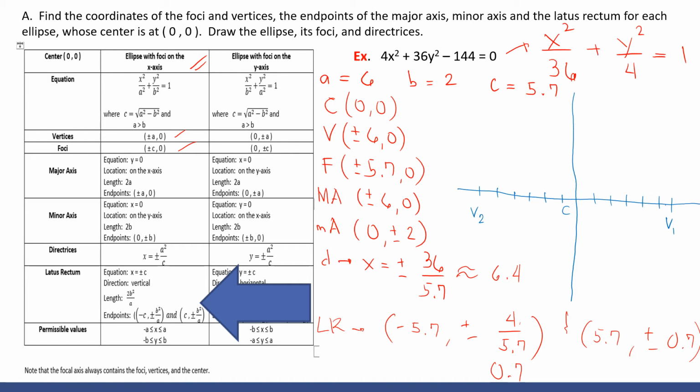And this will serve as our focus 1. So, halos malapit dun sa ating, okay, this will serve as your focus 1. And then closer to vertex 2, since we have negative 5.70 coordinate, so ito ngayon yung ating focus 2.